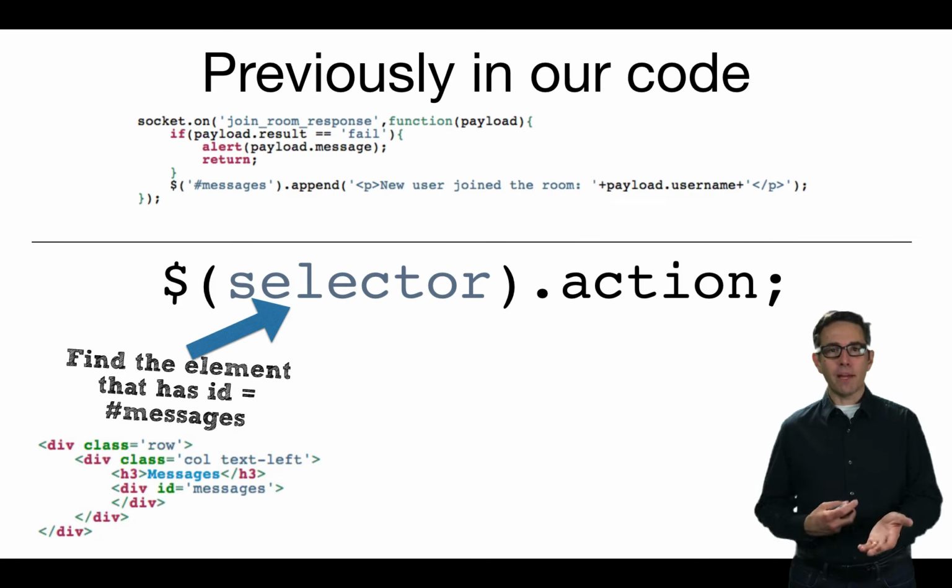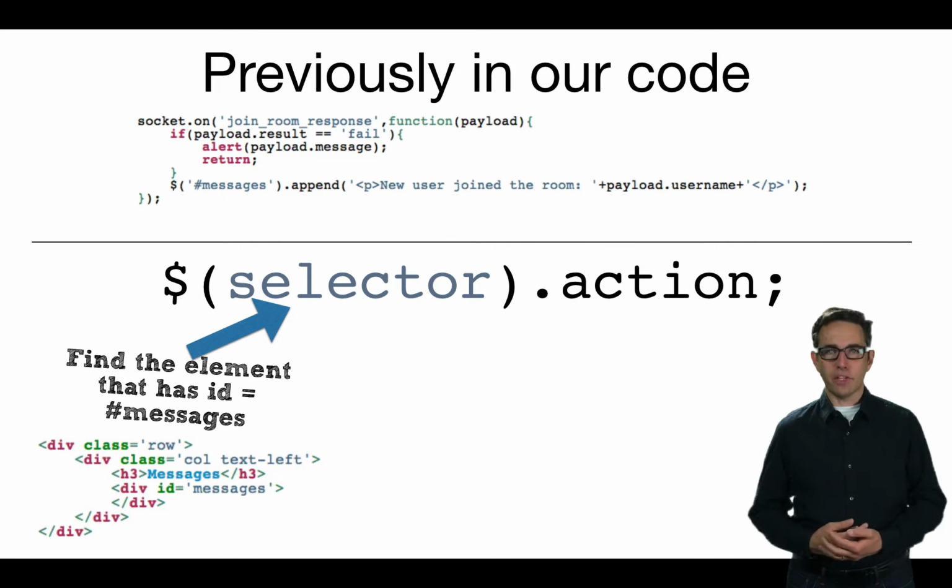So every time we got a message in from our server saying that we had a response to our join room request, we would add another paragraph tag to our document. And in this case, we would present the name of the user that had just joined the room. So that's a little bit of jQuery in action.